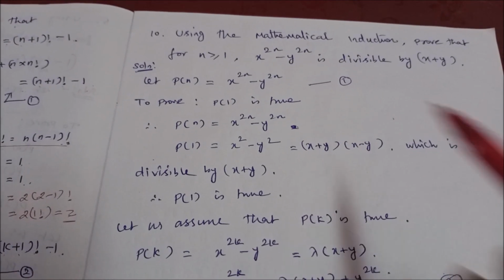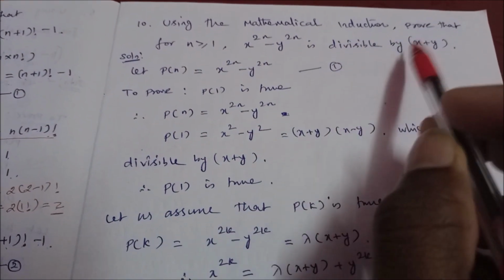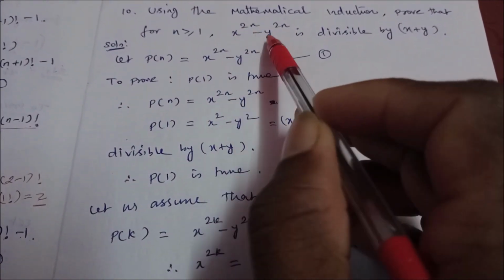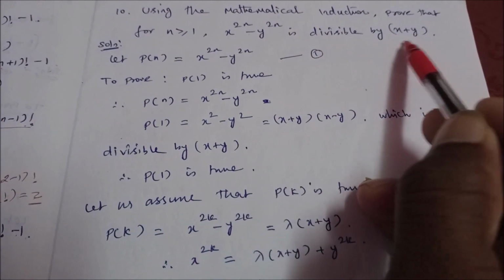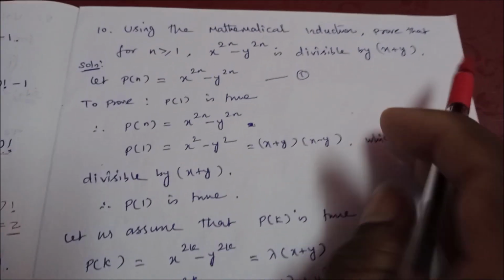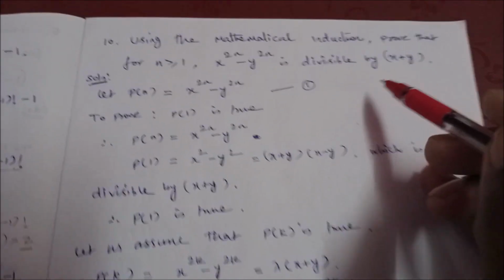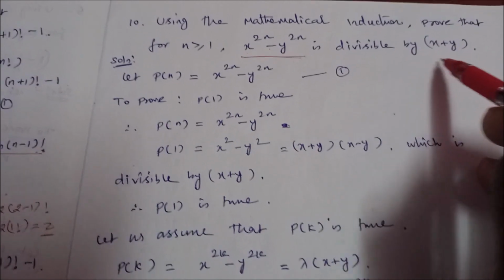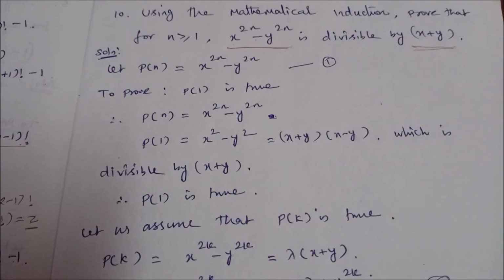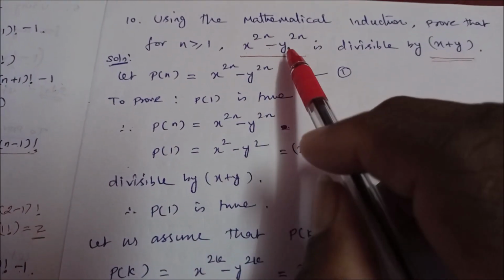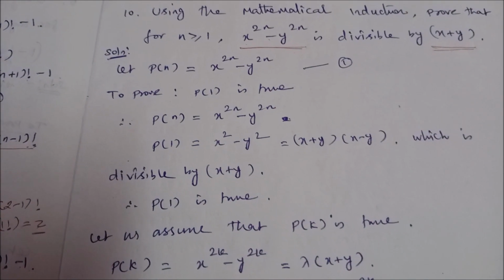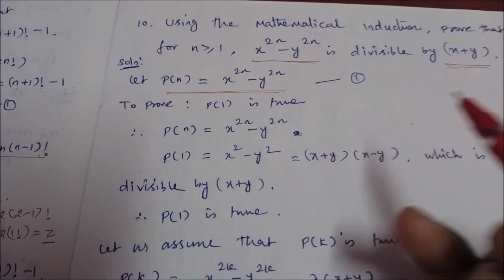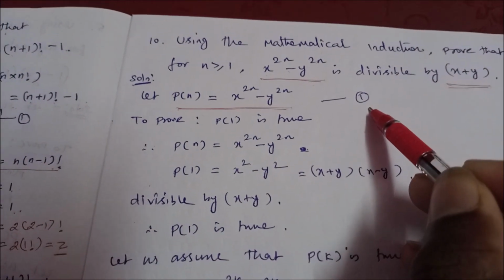10th problem: using mathematical induction, prove that for n greater than or equal to 1, x power 2n minus y power 2n is divisible by x plus y. So this one is p of n. Prove the result that x power 2n minus y power 2n is divisible by x plus y. So let us take p of n equal to x power 2n minus y power 2n. This is equation number 1.